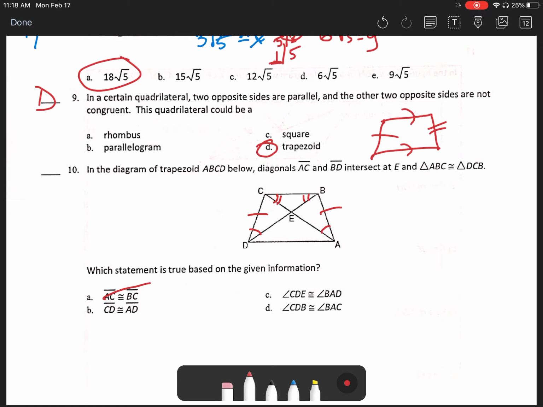And then we have CDE. Okay, so CDE, which is this angle here, is congruent to BAD, which would be the whole angle, so that's not going to be true. CD is congruent to AD. Well, we know that CD is congruent to AB, so that's not true. So by default, it's going to be D. And if you see CDB and BAC, they're both marked. So that was that one.